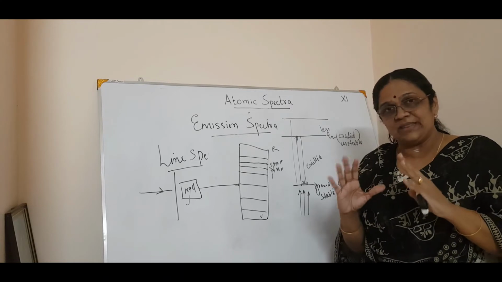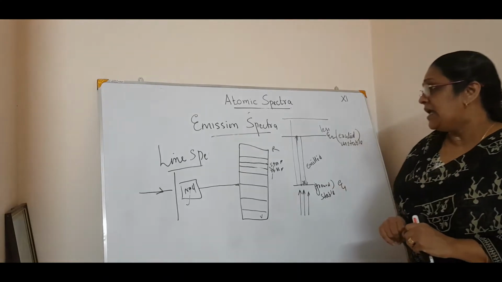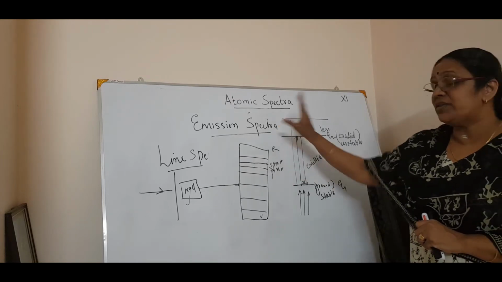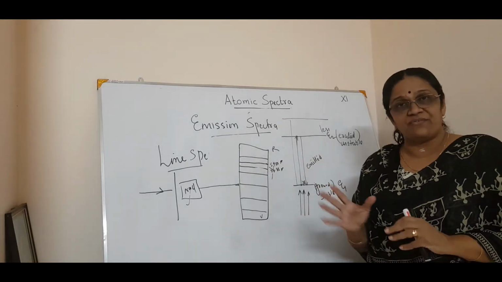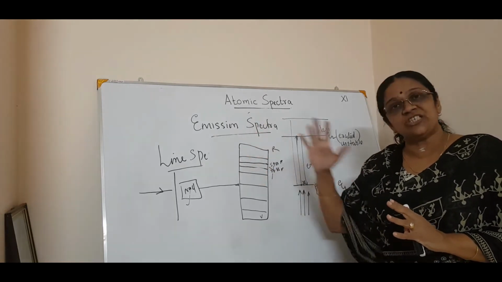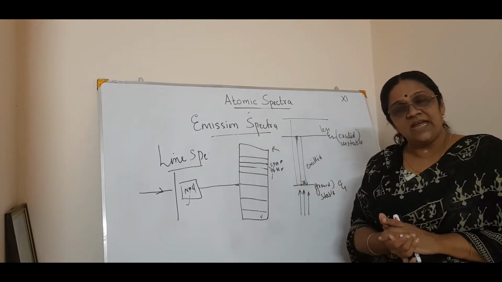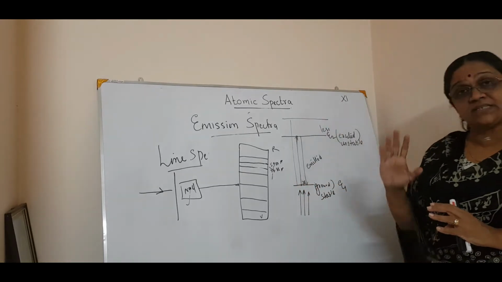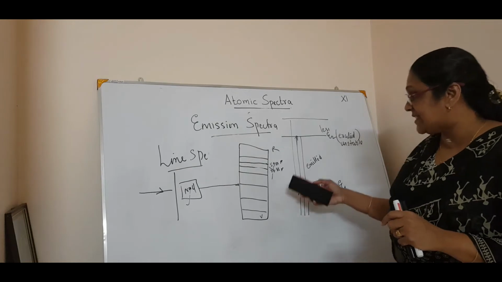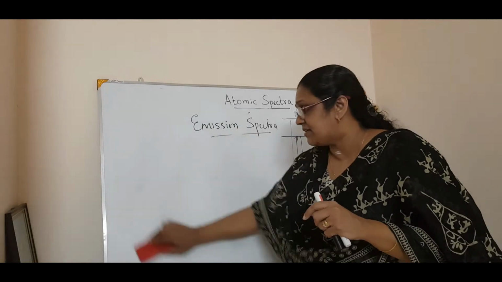So hope you are clear with that, right? Now, you will see more in detail about the atomic spectrum of hydrogen. Atomic spectrum of hydrogen is again an emission spectrum. It is again a discontinuous emission spectrum. Now we will see what happens in this atomic spectra of hydrogen.